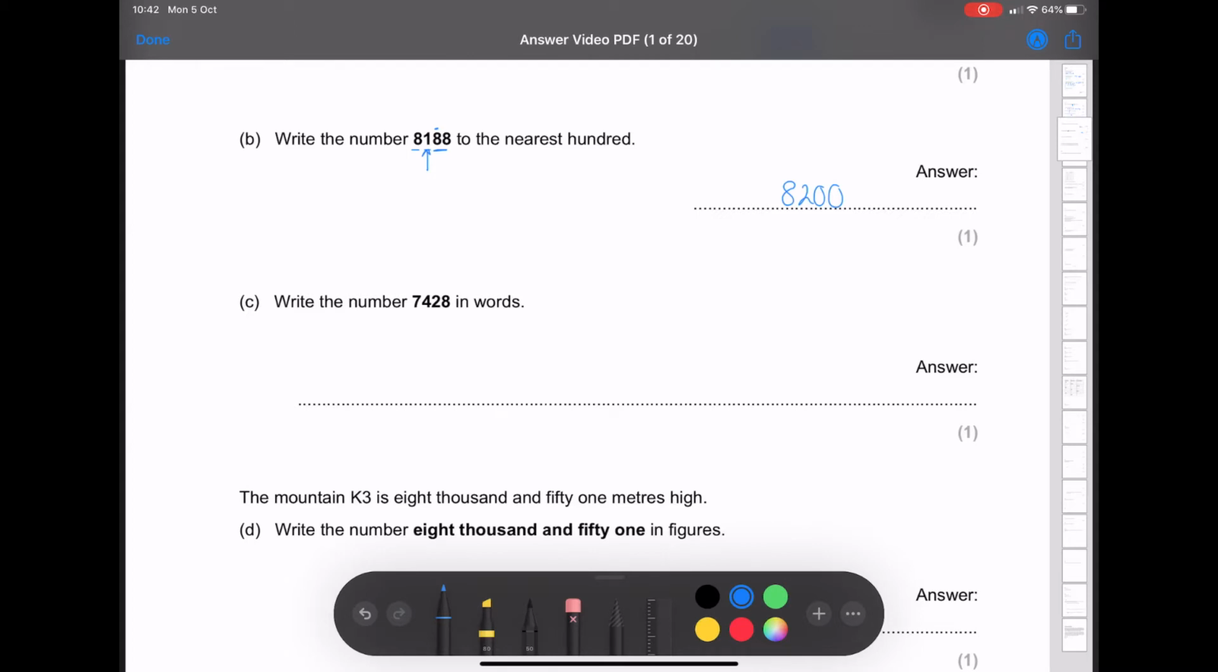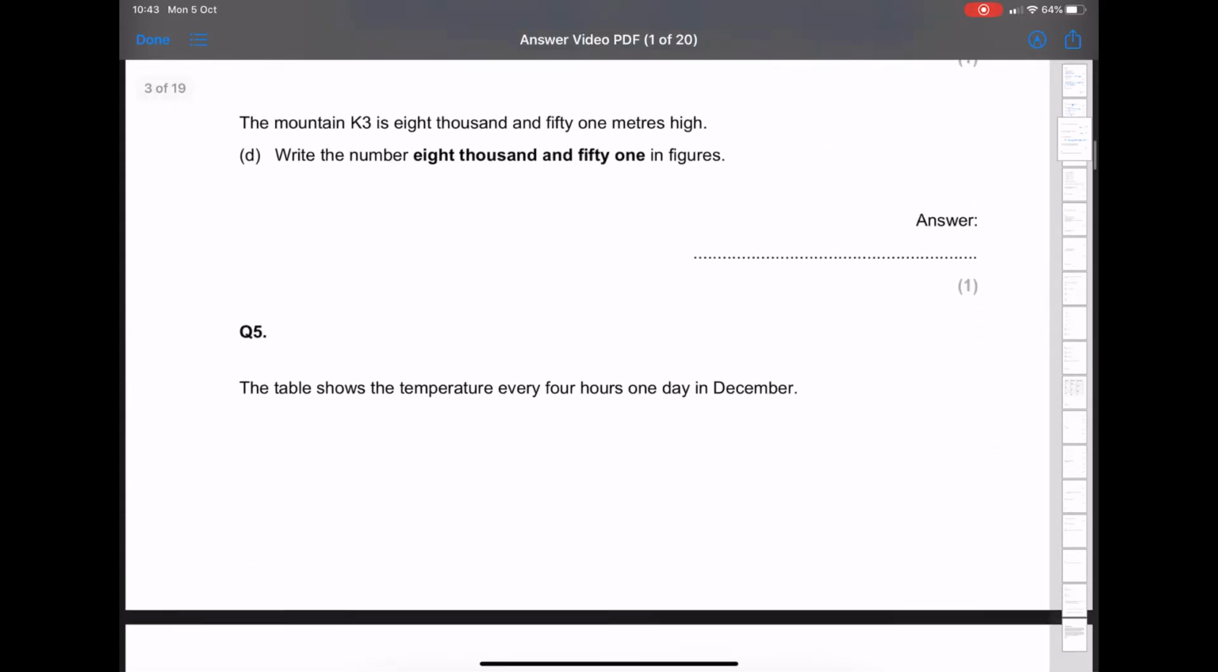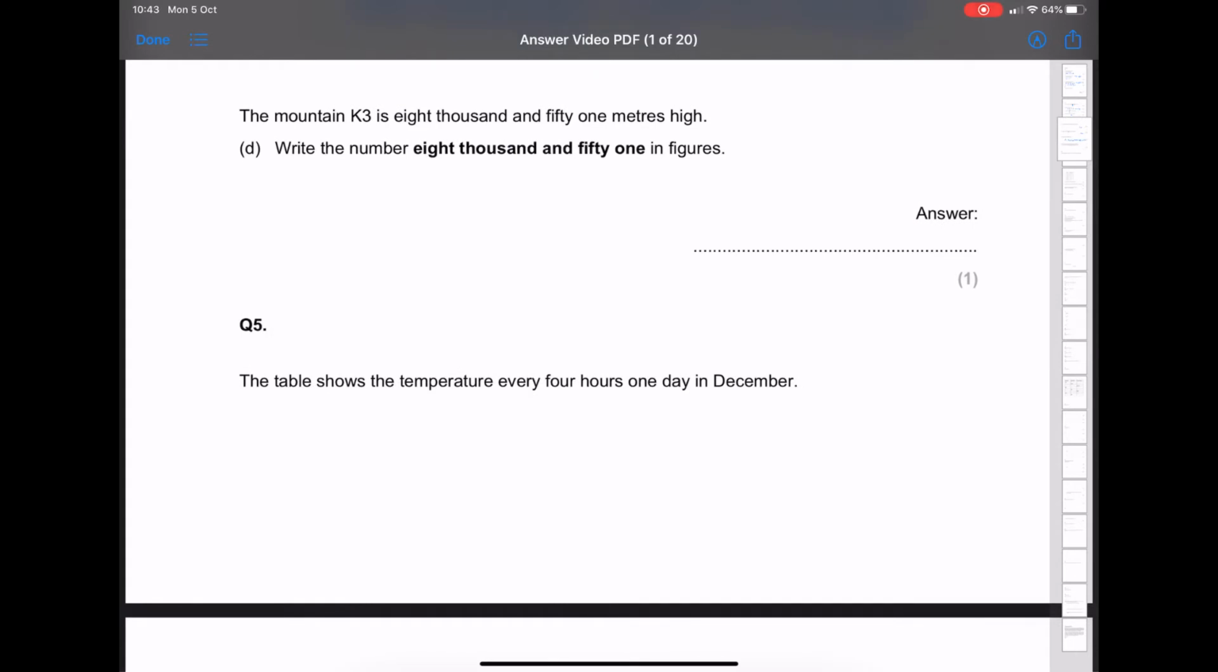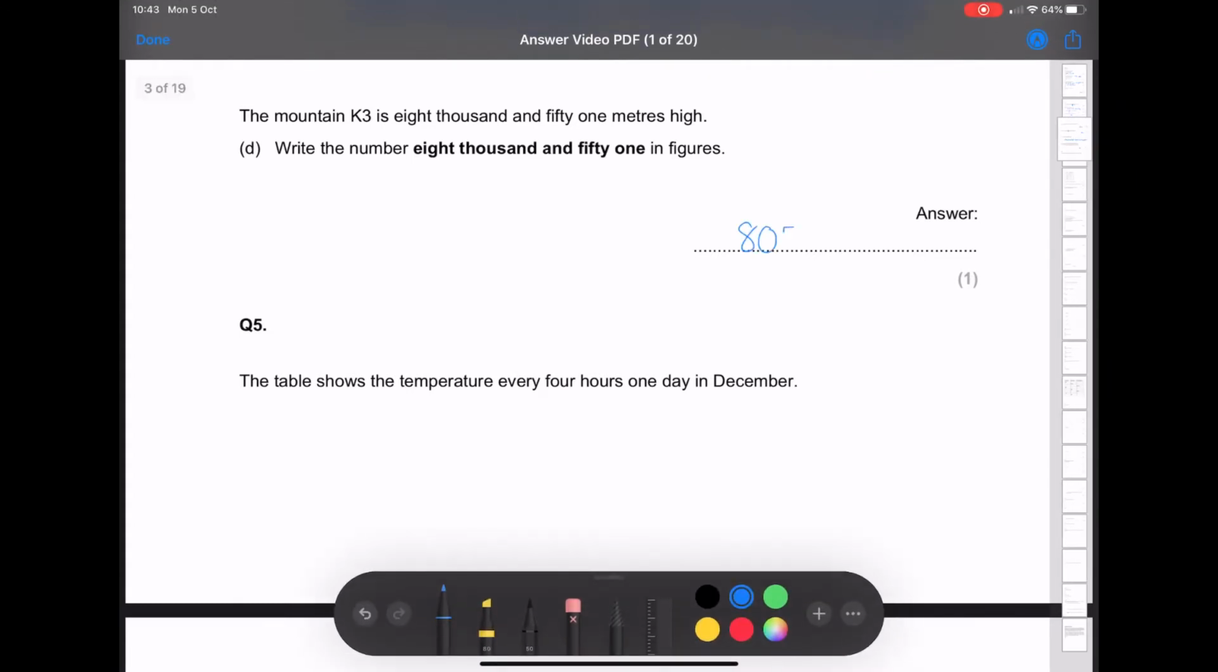Write the number 7,428 in words. So again, 7,428. Feel free to skip through the video and look at the questions that you did get wrong. You don't have to watch the whole thing if you got all of these right. Okay, it says that the mountain K3 is 8,051 meters high. Write the number 8,051 in figures. So we've got 8,000, we've got no hundreds, and then we've got 5 tens and 1 unit, 8,051.